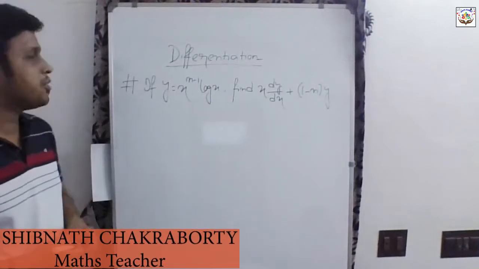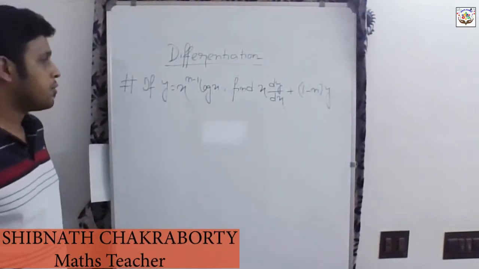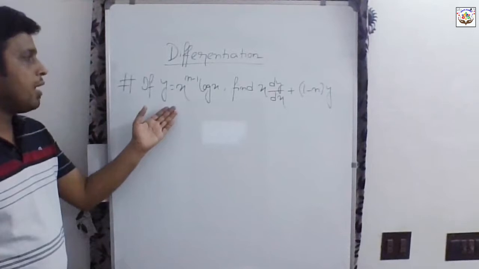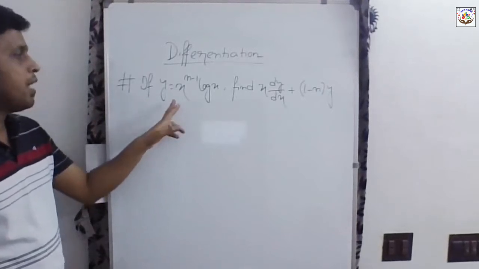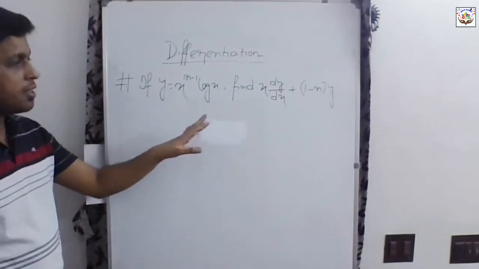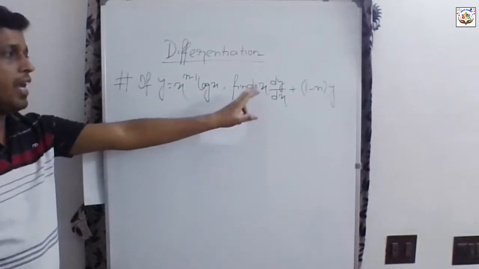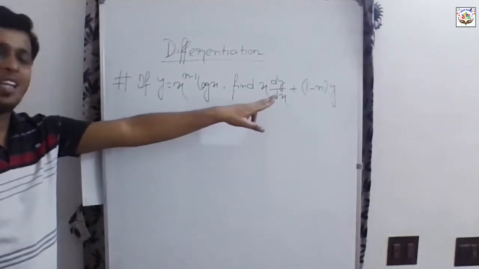So today our problem is this. Here it is given that if y equals x to the power n minus 1 times log x, then we need to find the value of x dy/dx plus (1 minus n) into y.